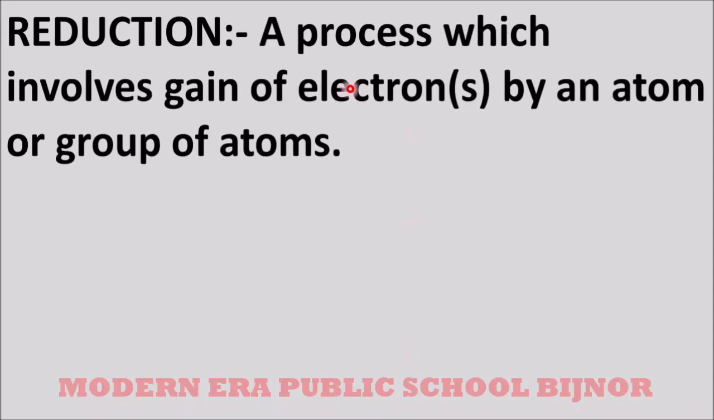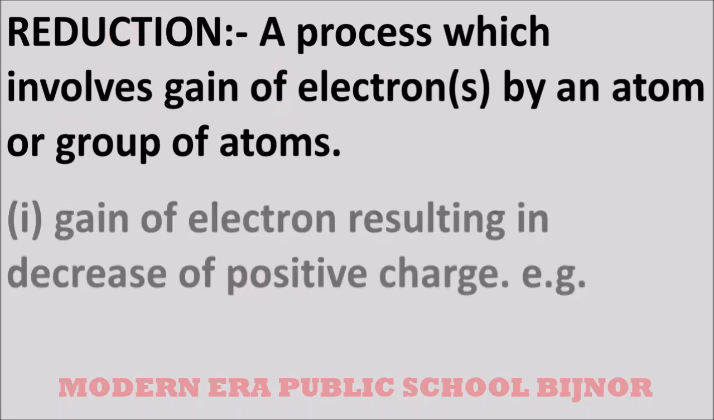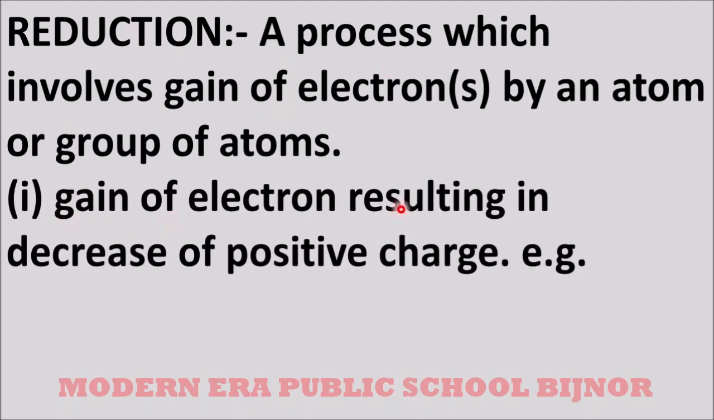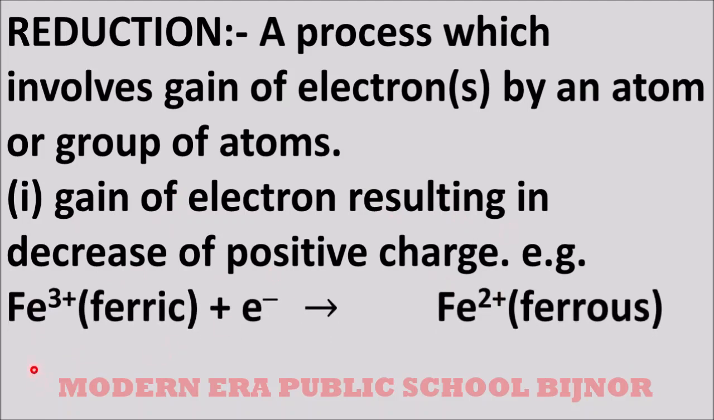The next phenomenon is known as reduction, a process which involves gain of electrons by an atom or group of atoms, meaning when they accept electrons, they are said to be reduced. So gain of electrons resulting in decrease of positive charge, meaning the positive charge decreases, is said to be reduction. For example, the ferric ion, when gaining one electron, becomes the ferrous ion; its positive charge decreases, so it is reduced.